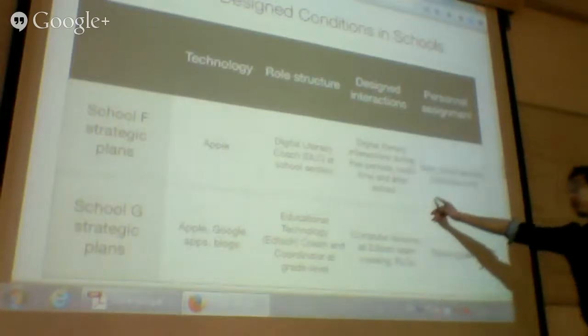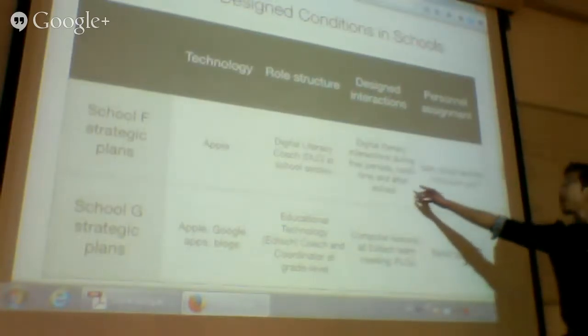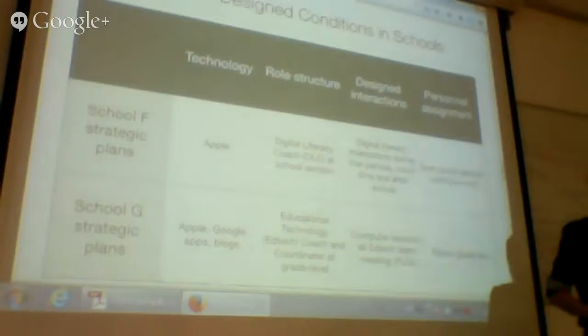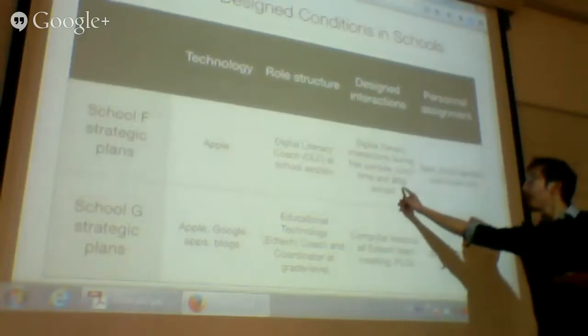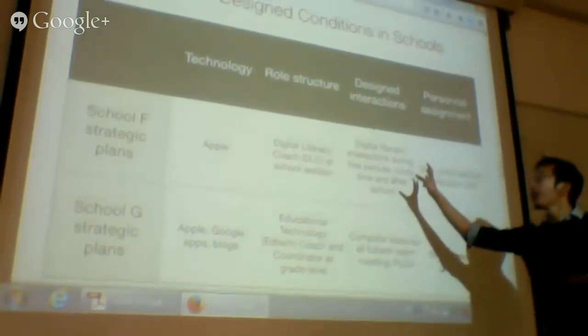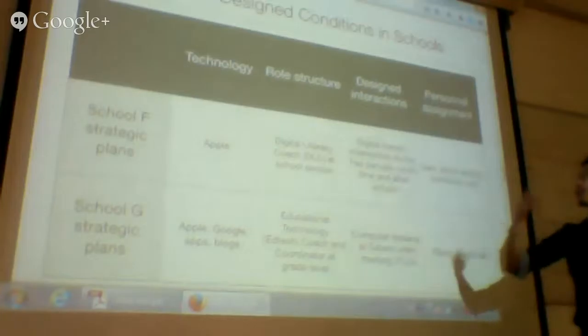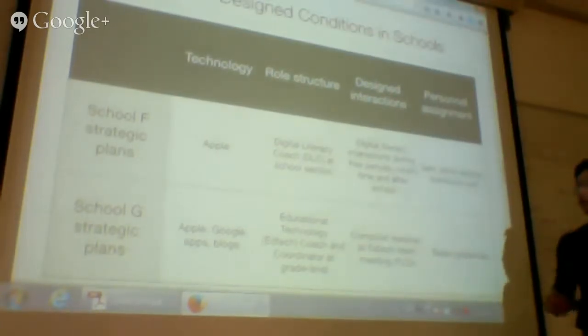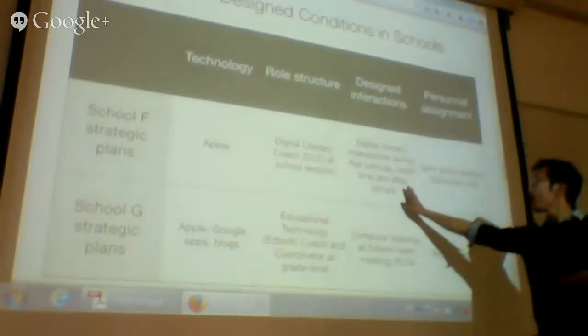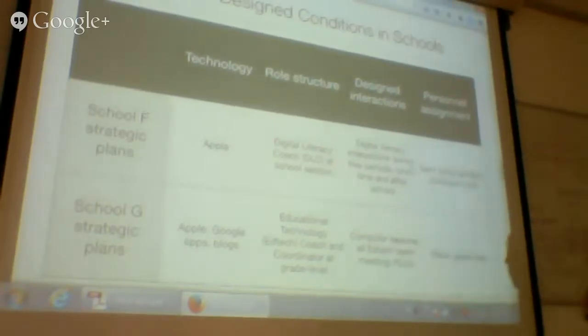According to the strategic plans for Sam, Sam actually has no designed interactions. So he just has discretionary time. But the plans do say that the school is going to develop new designed interactions for training for technology, perhaps during free periods, lunchtime, and after school.